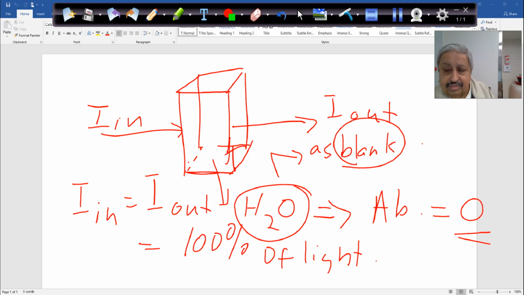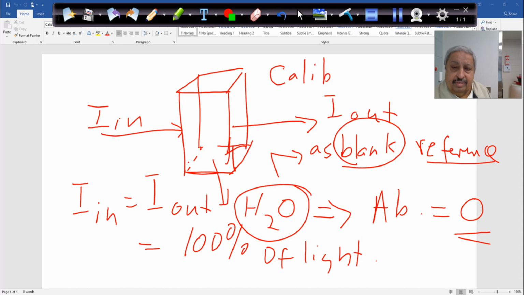Why as a reference? Because we want to calibrate. This whole setup here, we want to calibrate the spectrophotometer. So we have to tell the spectrophotometer where it will start. It will start from 0. Are you following me here? It has to be told, the spectrophotometer.